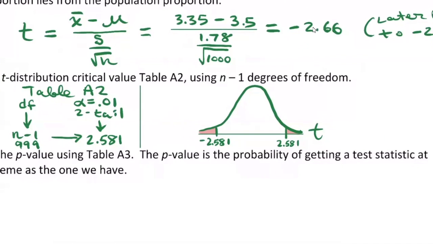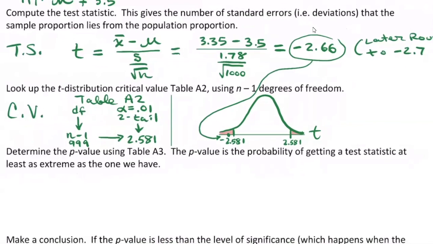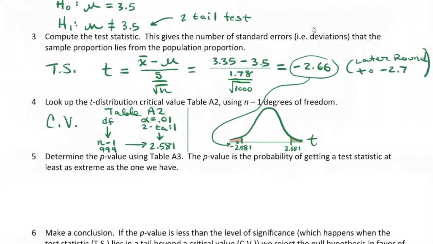So we get a negative 2.66 for our t value. And so that's going to go right in here. And because it's in the tail, we call that statistically significant. Okay. Any questions to this point?